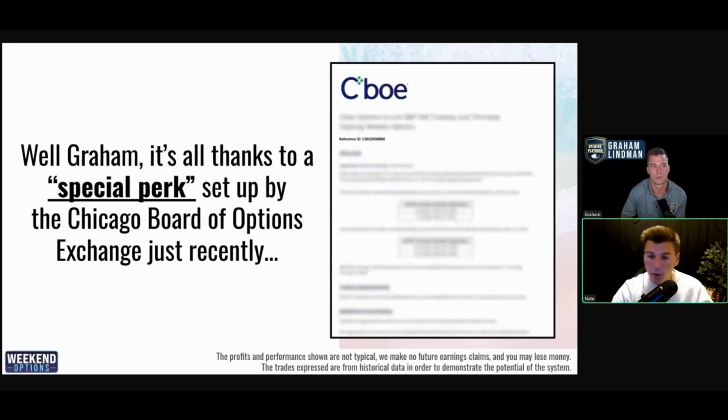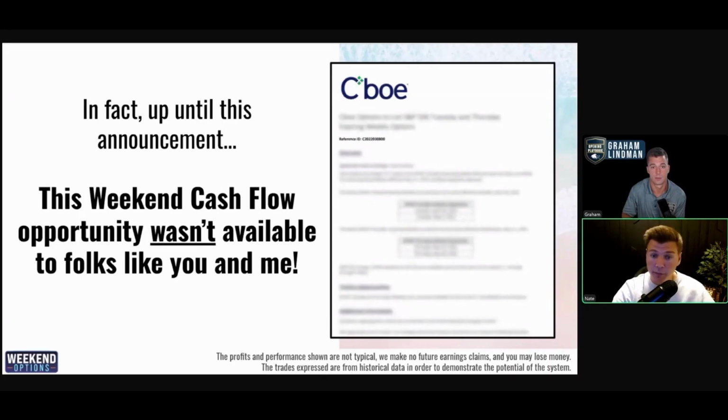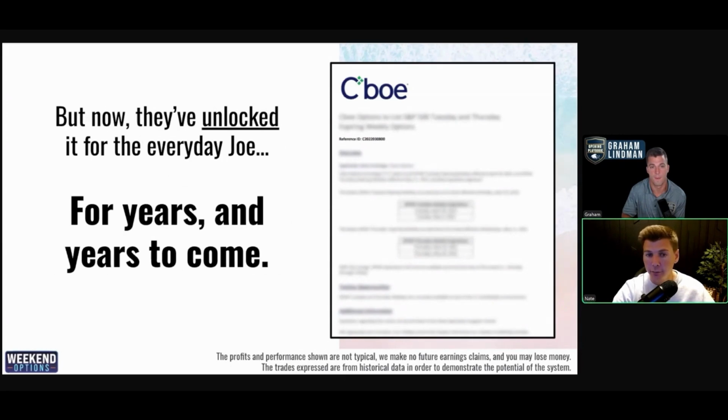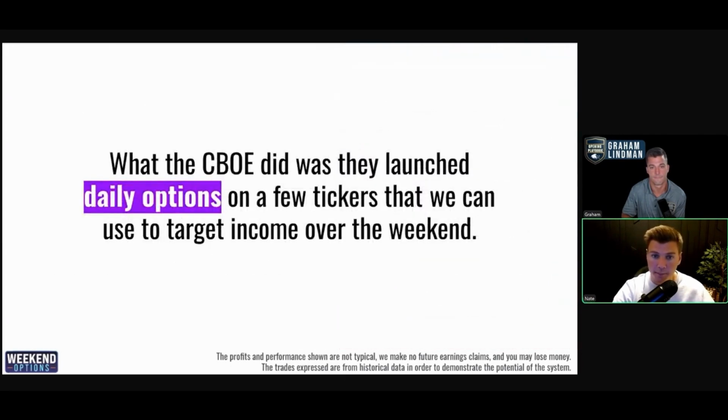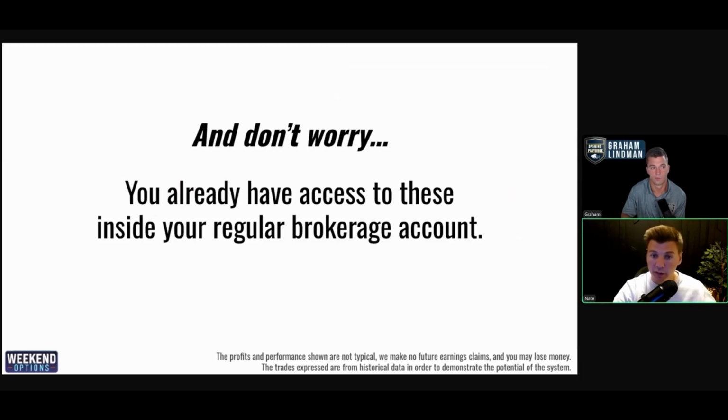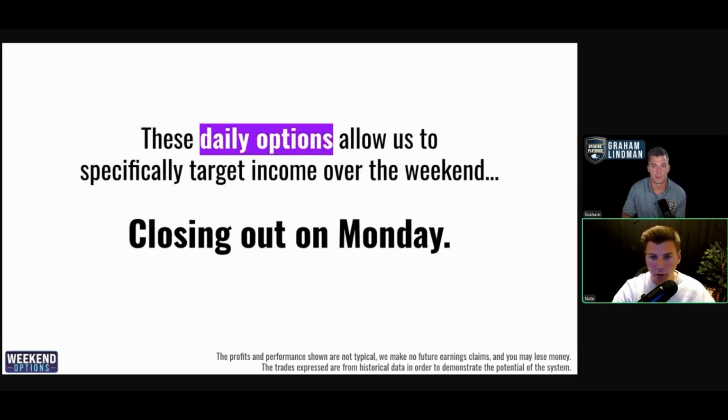Well, like we said, it's all about what the CBOE has allowed us to do pretty recently now in this document. In fact, up to this announcement, the weekend cash flow opportunity literally was impossible to trade. You and I could not do this trade from a regular brokerage, but now they've unlocked it for the everyday Joe for years and years to come. What the CBOE did was launch daily options on a few tickers that we can now target income over the weekend. Literally didn't exist before. And don't worry, if you guys don't know, you have access in your regular brokerage account. They're already listed there for you.